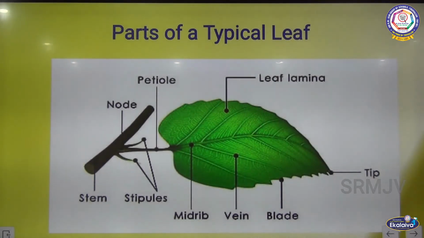At this point of the node, there may be two lateral appendages which arise, which we call stipules. The flat portion of the leaf we call the leaf blade or leaf lamina. This is the place of photosynthesis. There is a prominent midrib which travels on the lamina, and from the midrib you will find the veins and the veinlets.